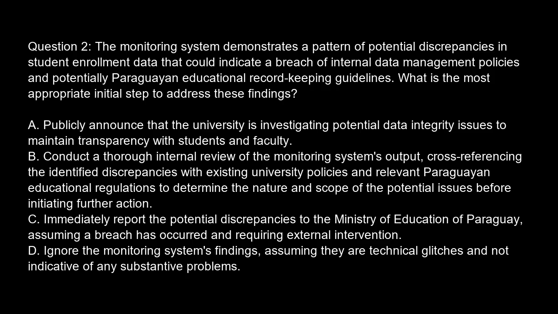Option C. Immediately report the potential discrepancies to the Ministry of Education of Paraguay, assuming a breach has occurred and requiring external intervention. Option D. Ignore the monitoring system's findings, assuming they are technical glitches and not indicative of any substantive problems.